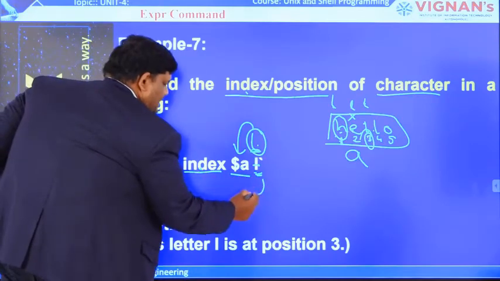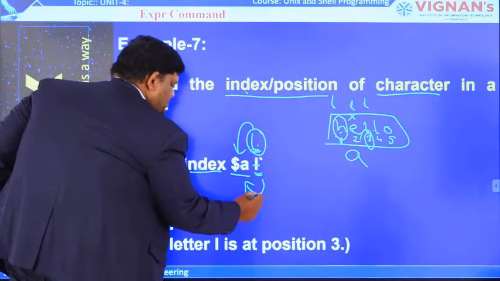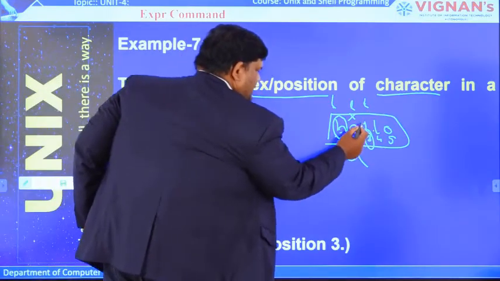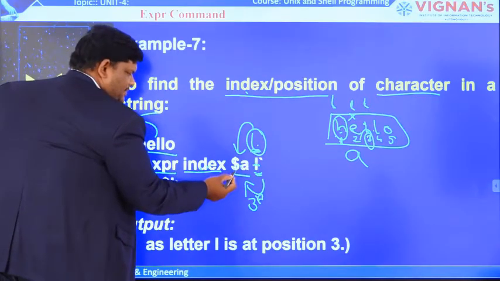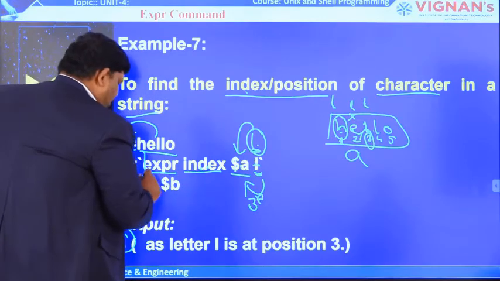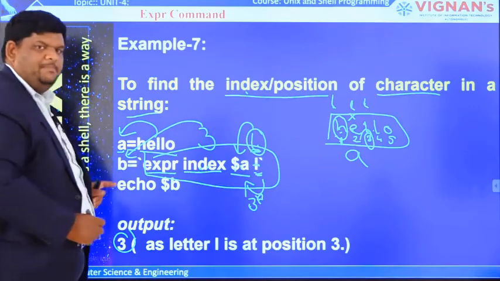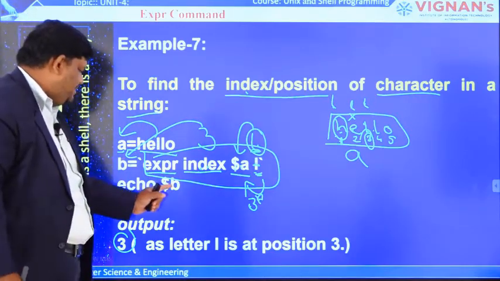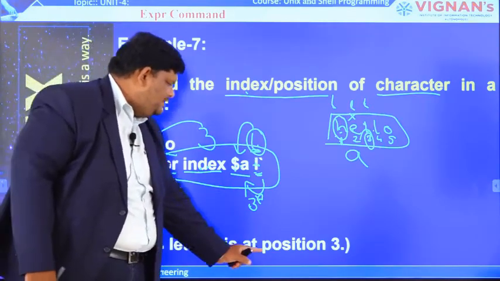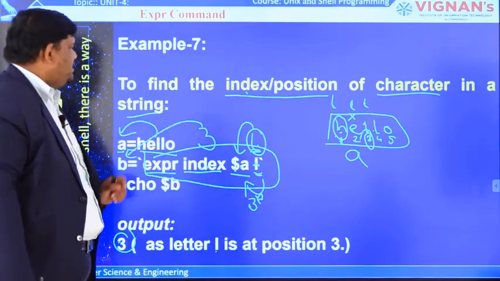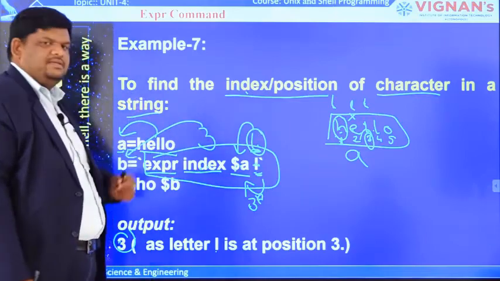So the position of the L in this string is the third position. This index identifies the position of this character in this variable. So after evaluating this entire part, the answer is 3. This 3 was stored in this variable B. If you print this variable B, the answer is 3, as the letter L is at position 3. In this way we find the index or position of a character in a string.